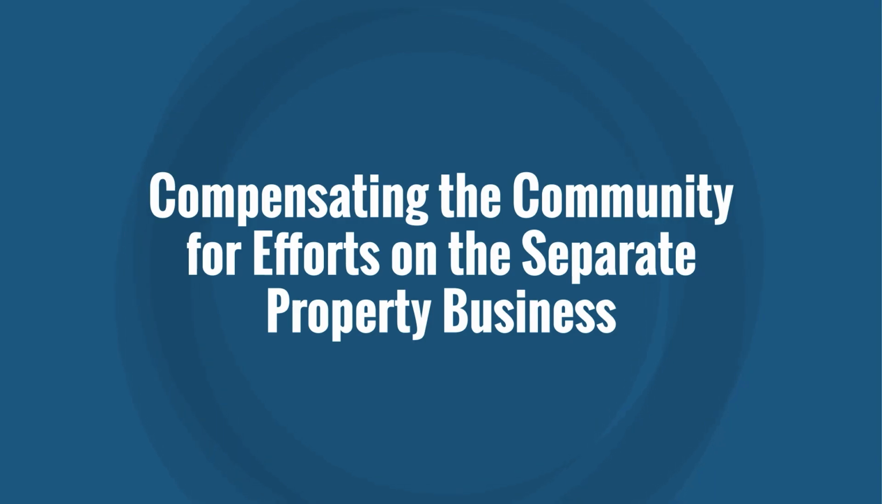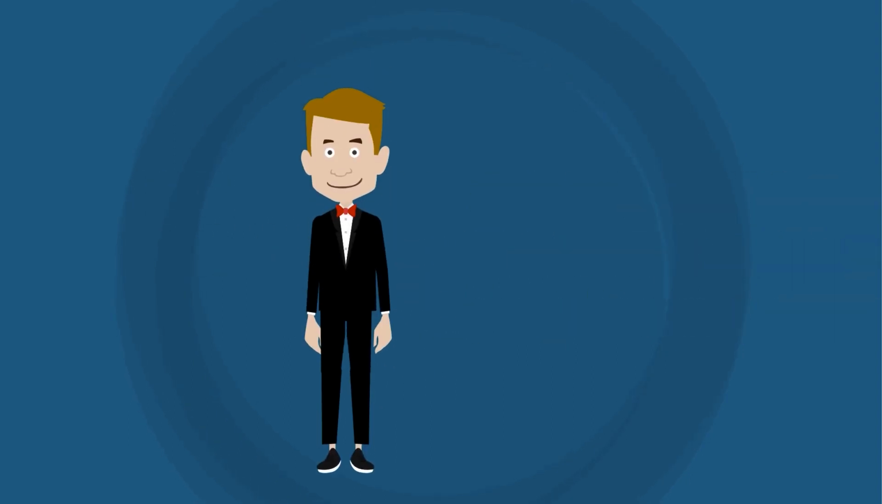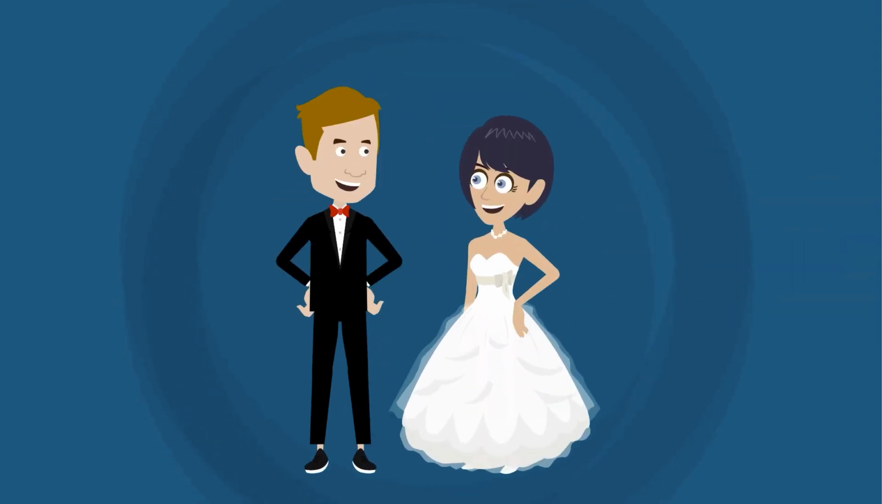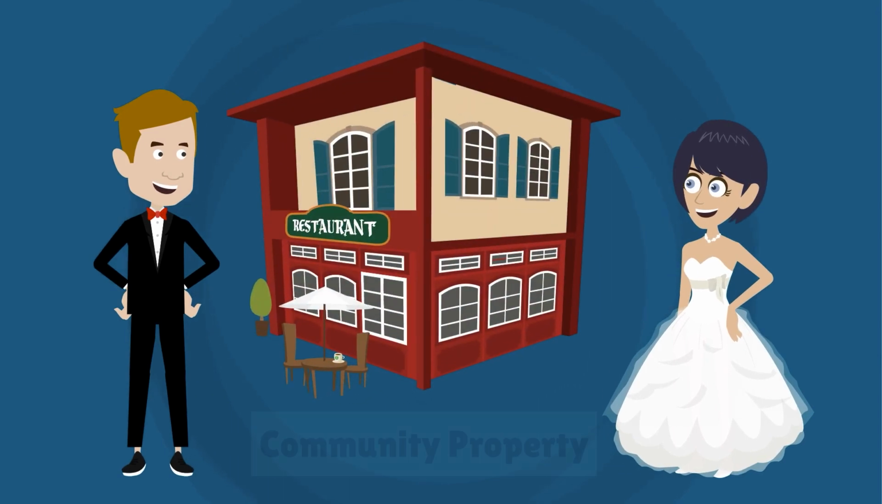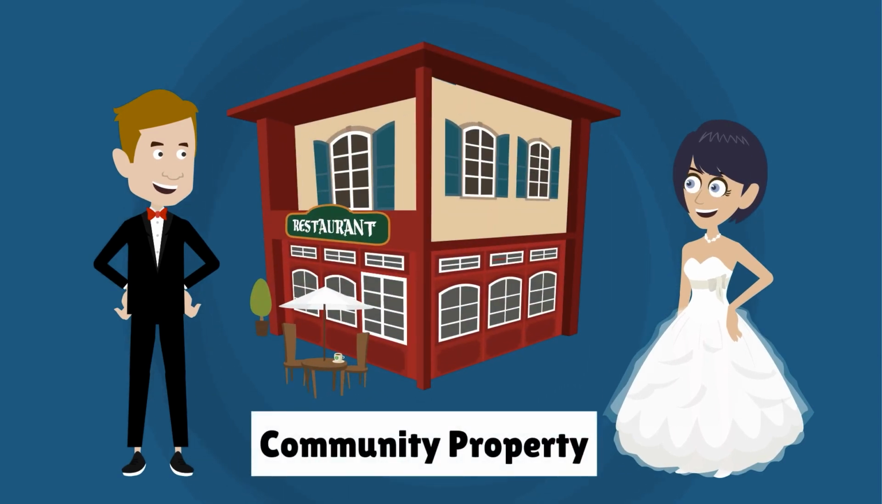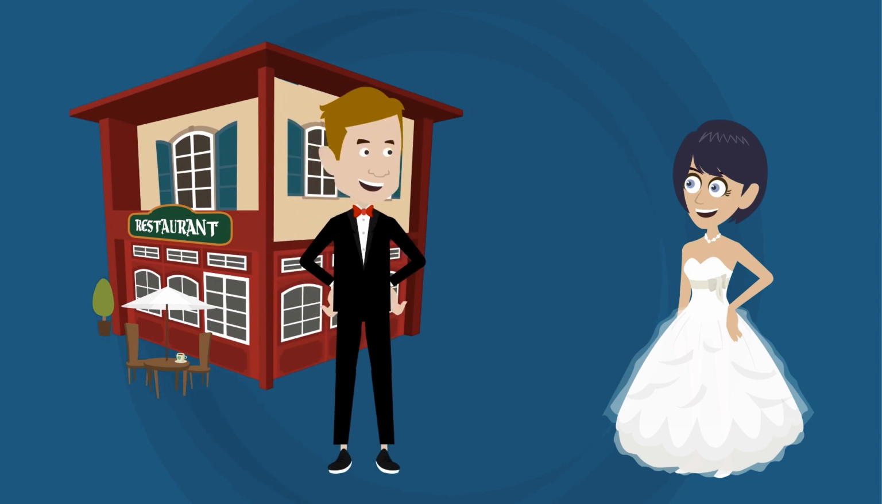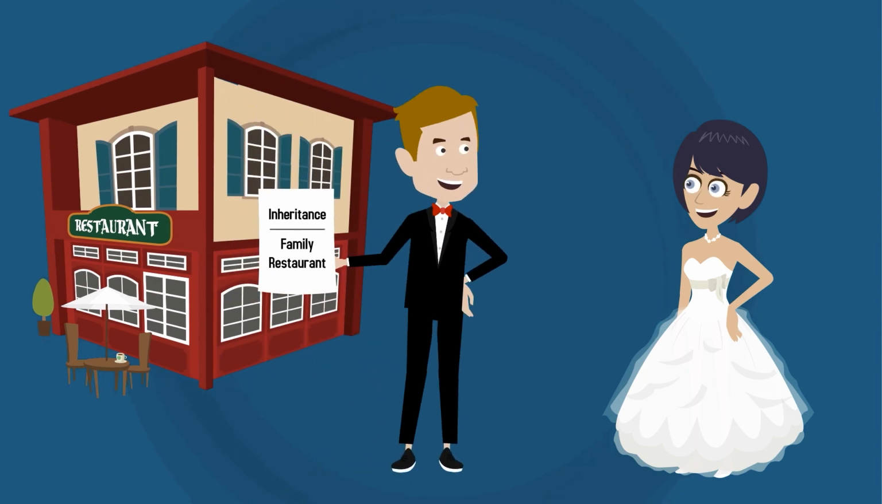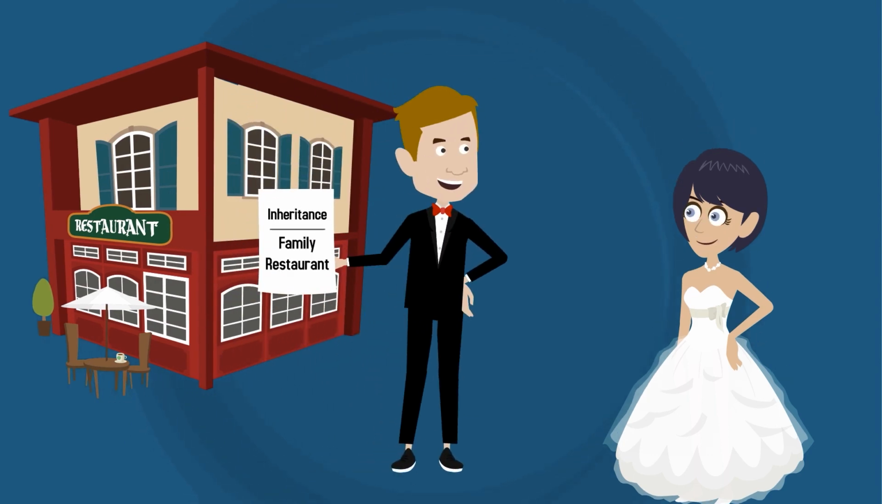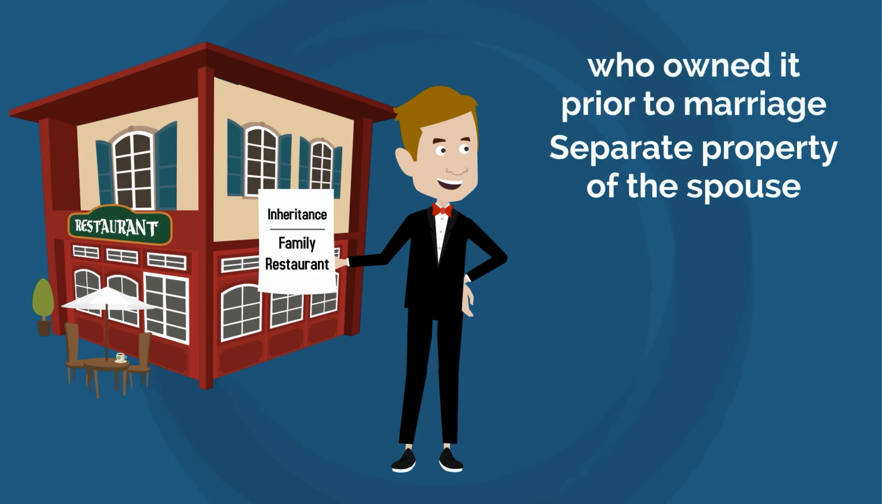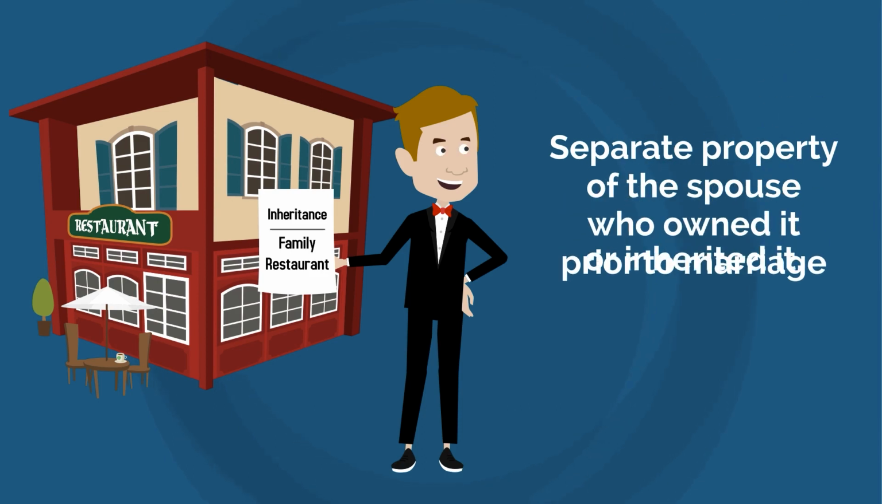Compensating the community for efforts on a separate property business. We assumed up to now that the business was formed during marriage and the entire business was community property. But if a business was owned by one spouse prior to marriage or inherited during marriage, the business is a separate property of the spouse who owned it prior to marriage or inherited it.